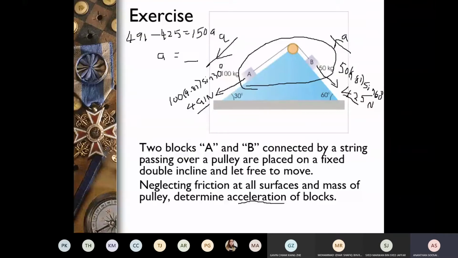So A equals the final answer, in meter per second square. Anyone? 491 minus 425 over 150. It's your acceleration, so we take the entire system. 0.44. 0.443 to 3 significant figures, or 0.440? Yes, 0.440. Okay, this is how you analyze by using Newton's law. So all the pulley problems you have to know. Okay, let's move forward.